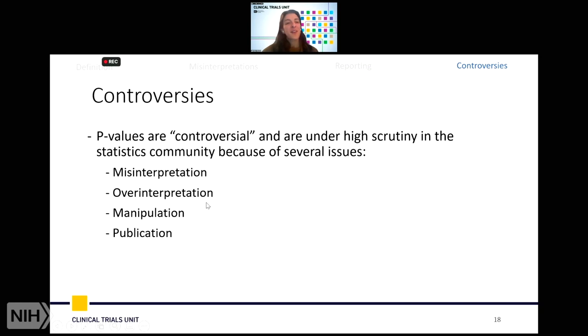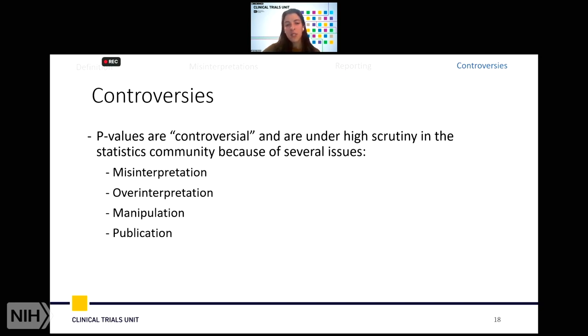So p-values are in some ways considered controversial, and they're definitely under high scrutiny, specifically in the statistics community, but all communities that touch statistics, including the medical literature, the psychological literature, biology, all of those fields that use these statistics and deal with p-values, are touched by this.